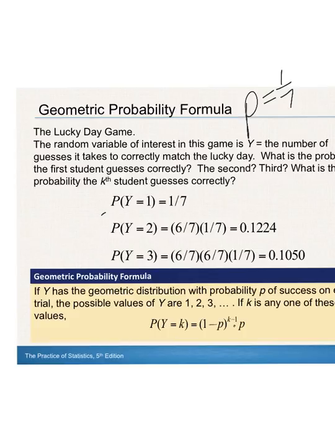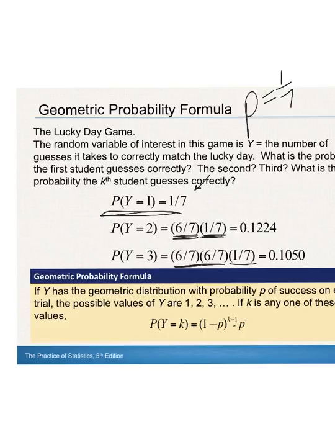So the probability that y is 1 is 1/7, because that means that on the first person's guess, they got it right. For the probability that y is 2, the first one's going to be the failure rate, and the second one is going to be the success rate. And they multiply the two together to get the probability. The third one is going to be 2 failures, and the third one's going to be a success.